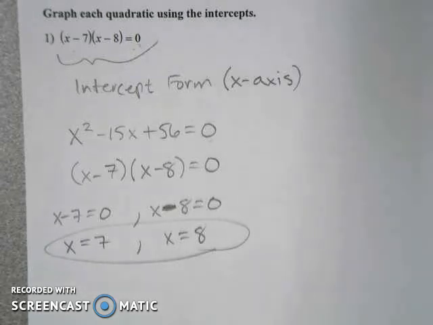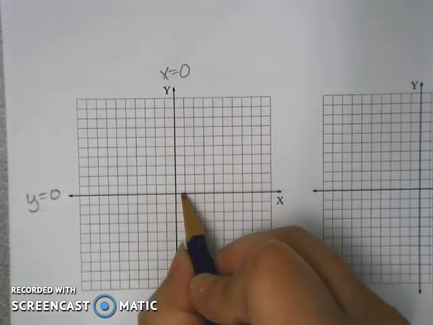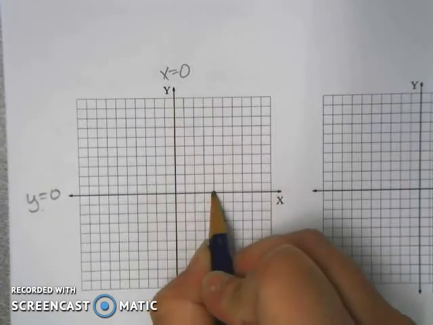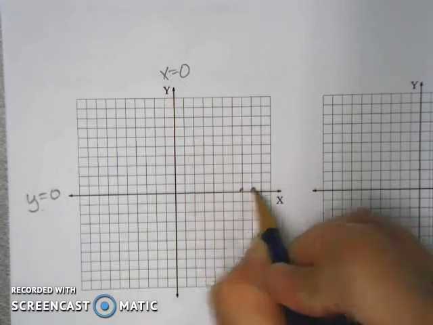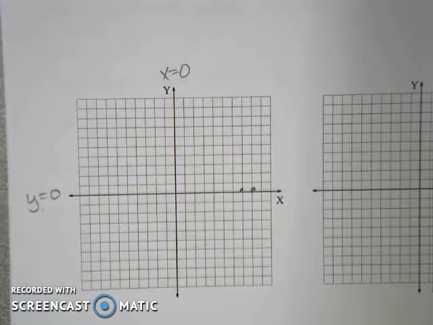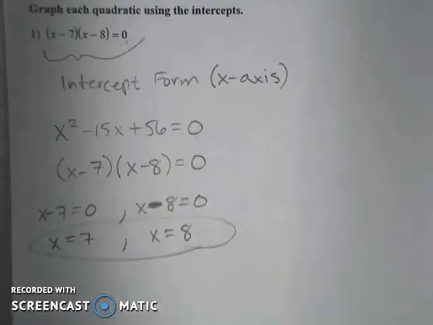So I'm going to graph those points where x is 7 and 8. They're going to be awfully close to each other. 1, 2, 3, 4, 5, 6, 7, and 8. I could have gone by 2's, but we'll leave it like this for now. So those are the two places where we know the quadratic passes through. It's going to probably barely dip below the x-axis.